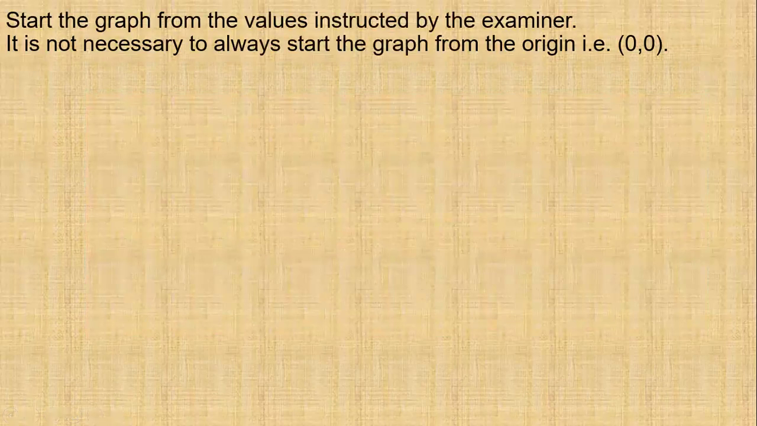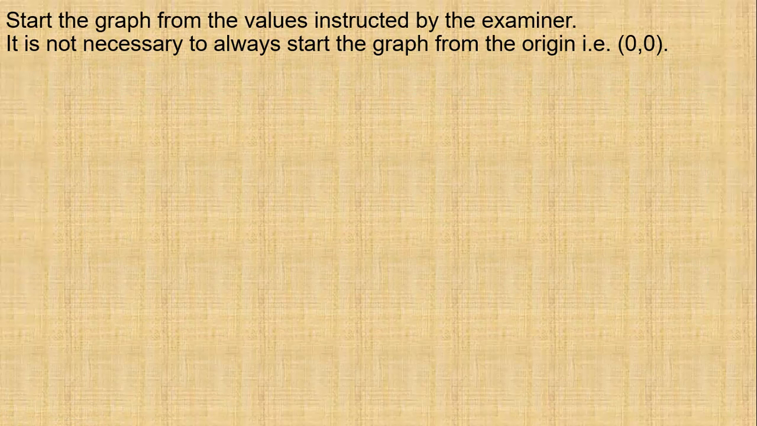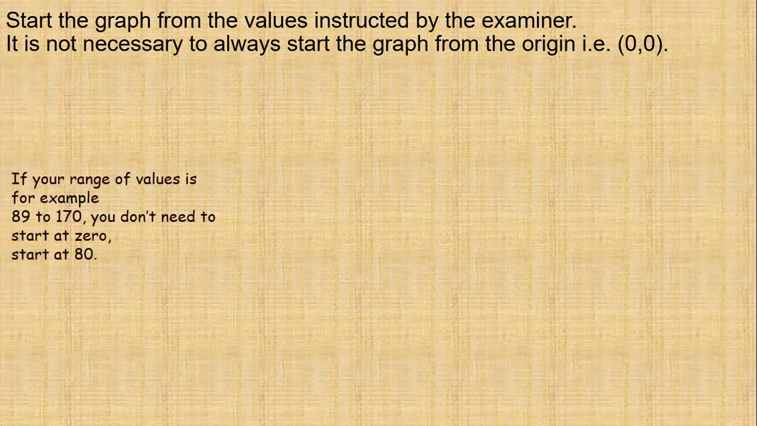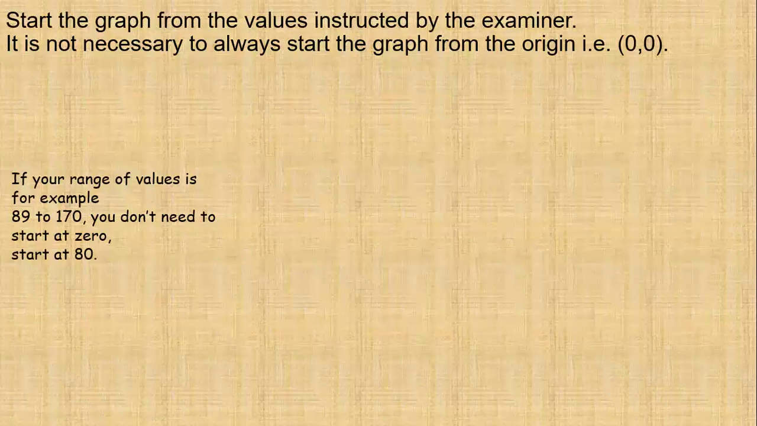You have to start your graph not necessarily from 0, 0, but as per the given conditions of the examiner, right? Sometimes you are given values of 89 to 170 and the examiner does not force you to start at 0, 0. Then you may start at 80, near about 89, okay?